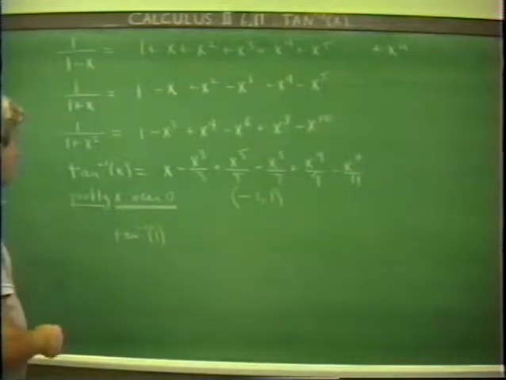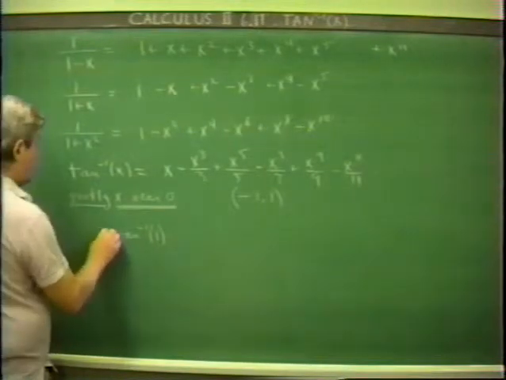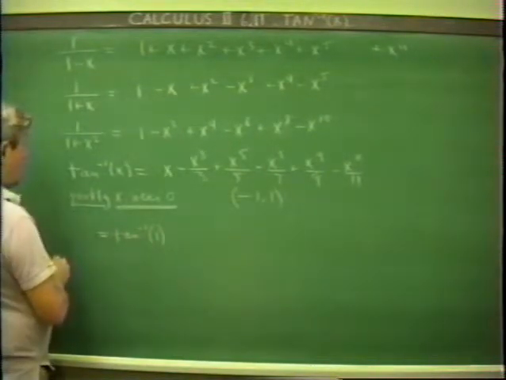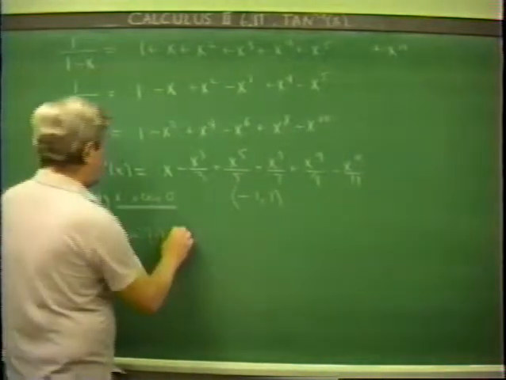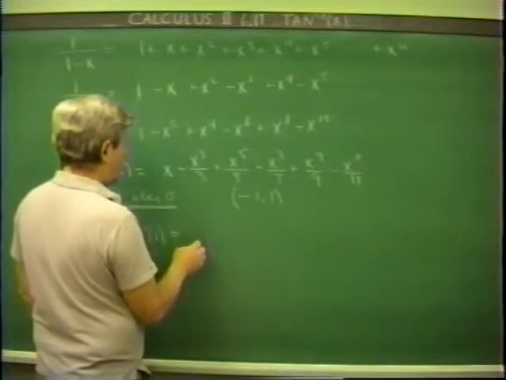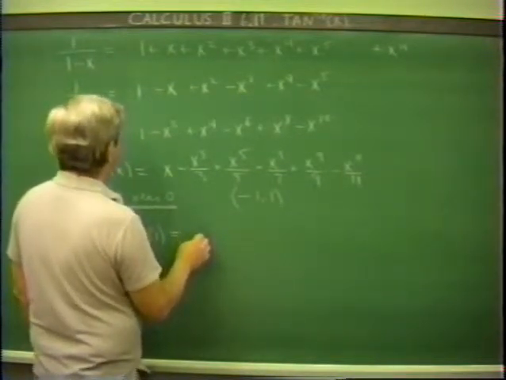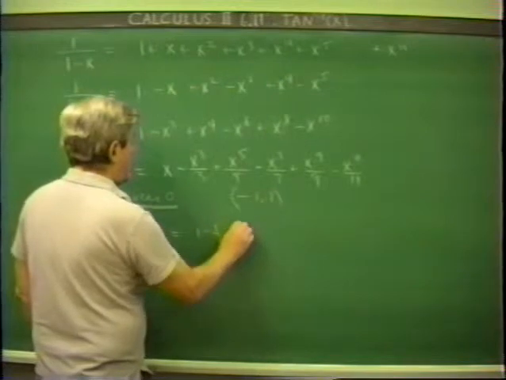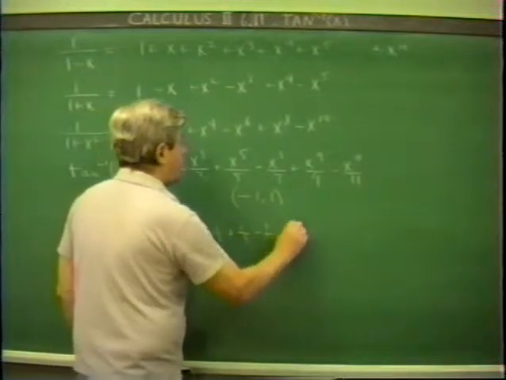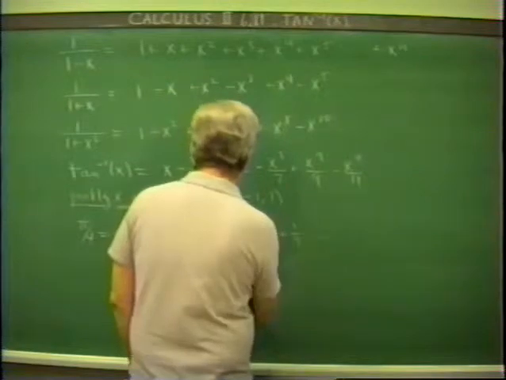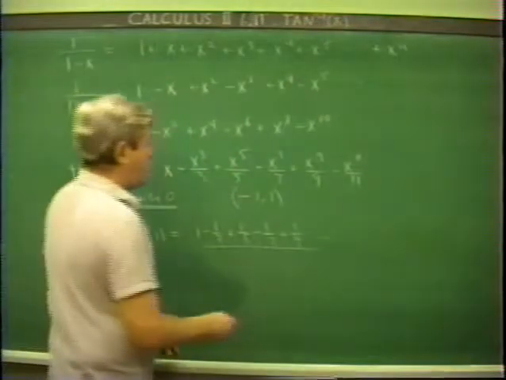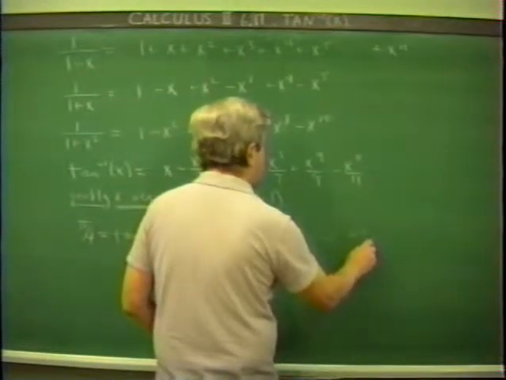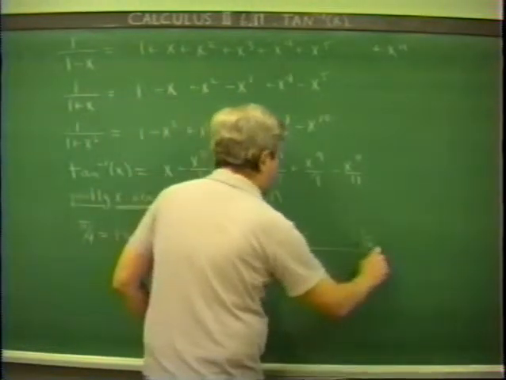However, you can frequently trick this into giving you a result that you might want. An example historically was this. Tangent inverse of 1 is the angle whose tangent is 1, which is pi over 4. And it turns out that this converges when you put 1 in here. That's to say, 1 minus a third plus a fifth minus a seventh plus a ninth and so forth adds up to pi over 4. However, it does so very slowly.